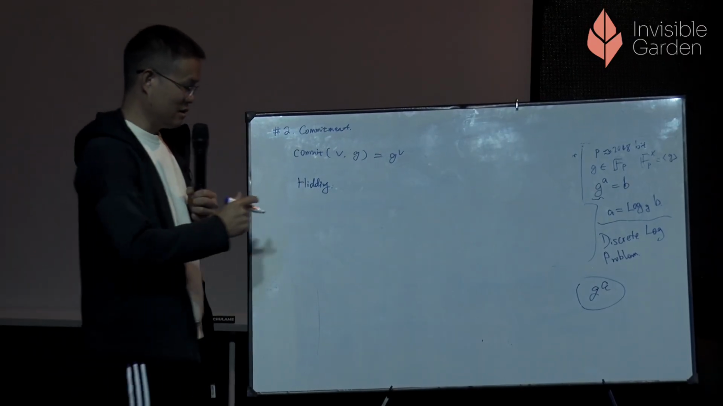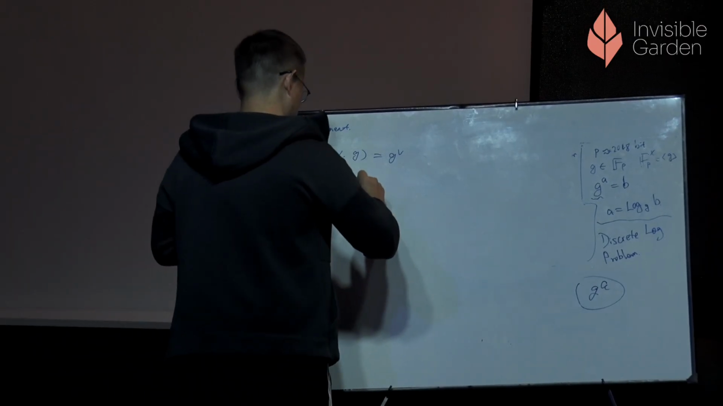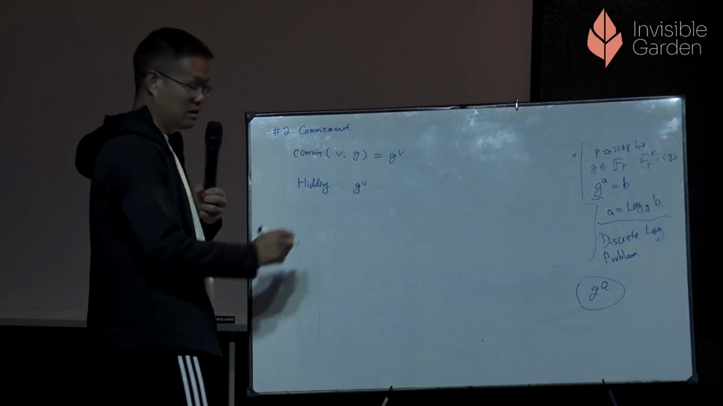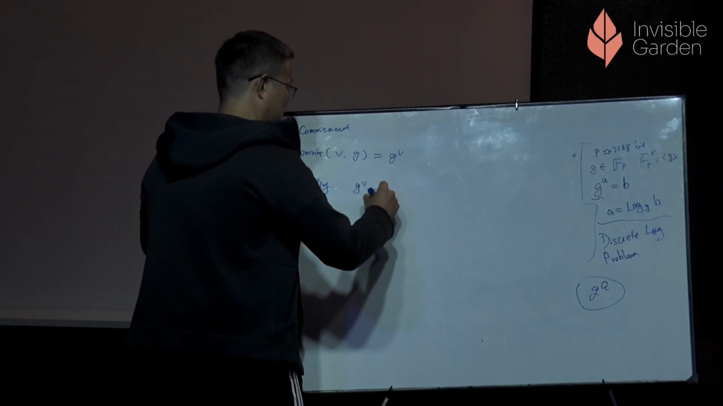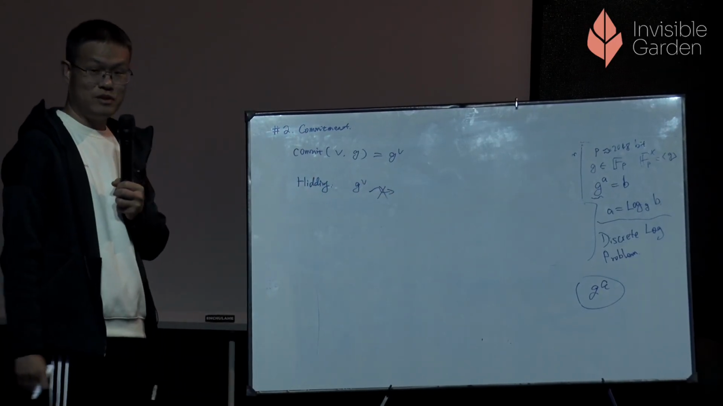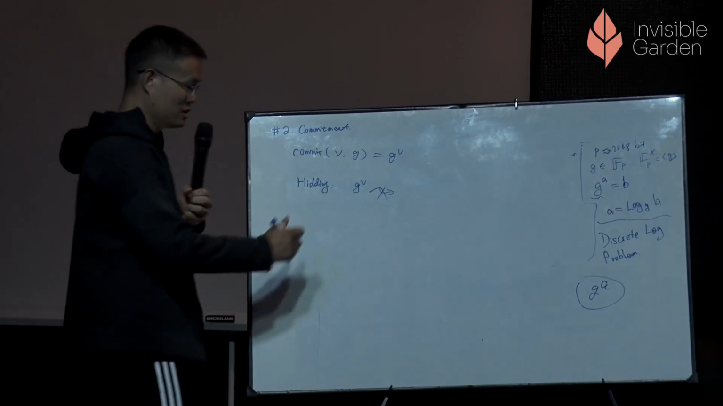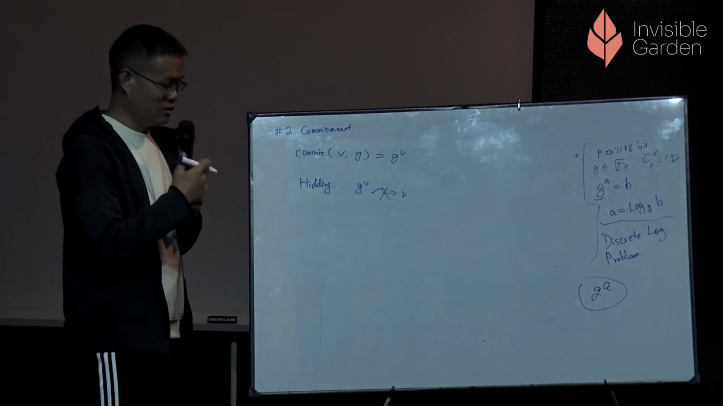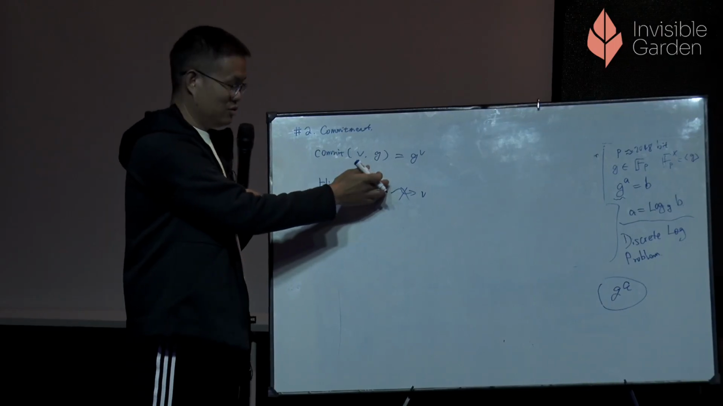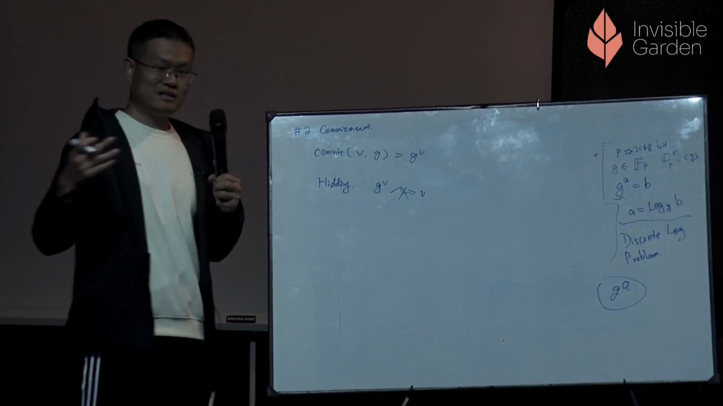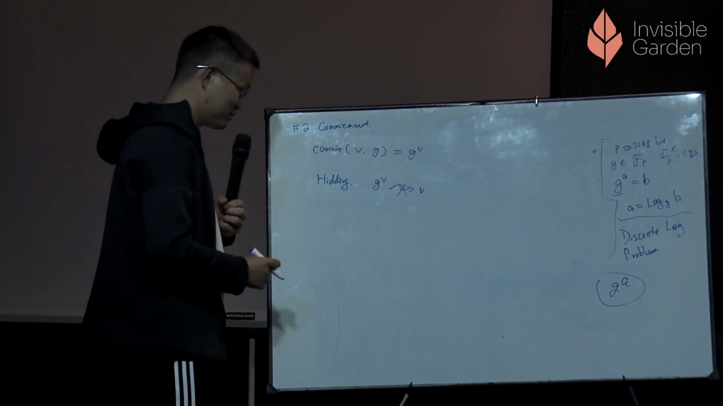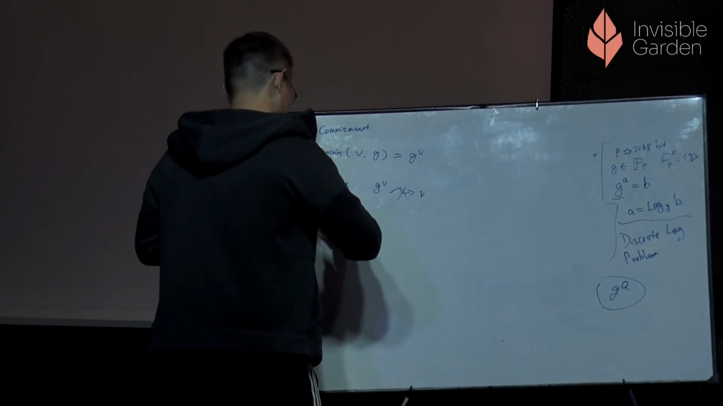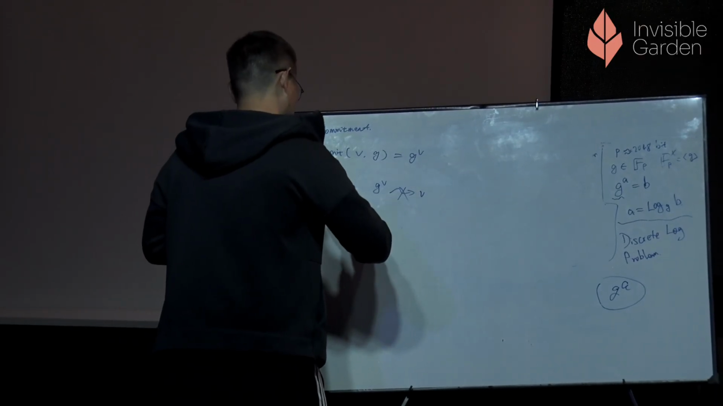Hiding means that if we have G to V, it's very difficult, or we assume it's impossible, to get V. So if we put V to the power of G, then basically it's hidden. Okay. The second property is called binding.